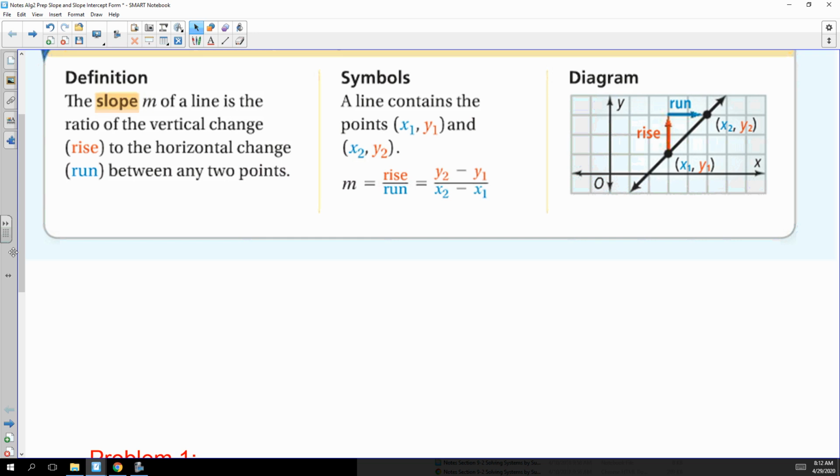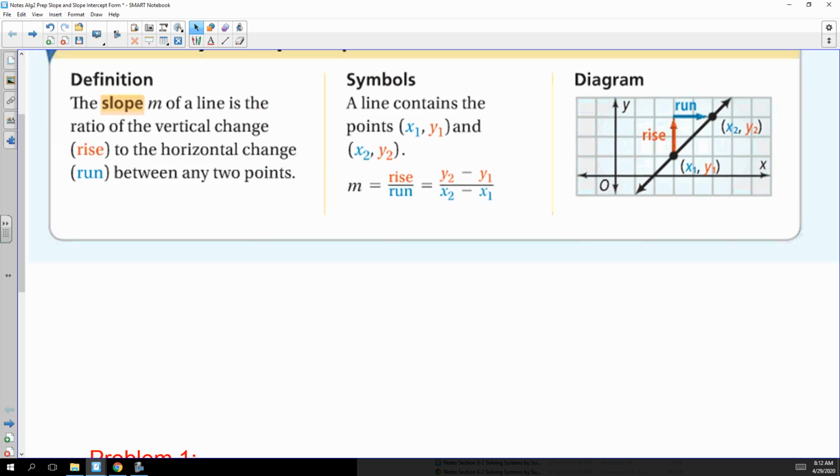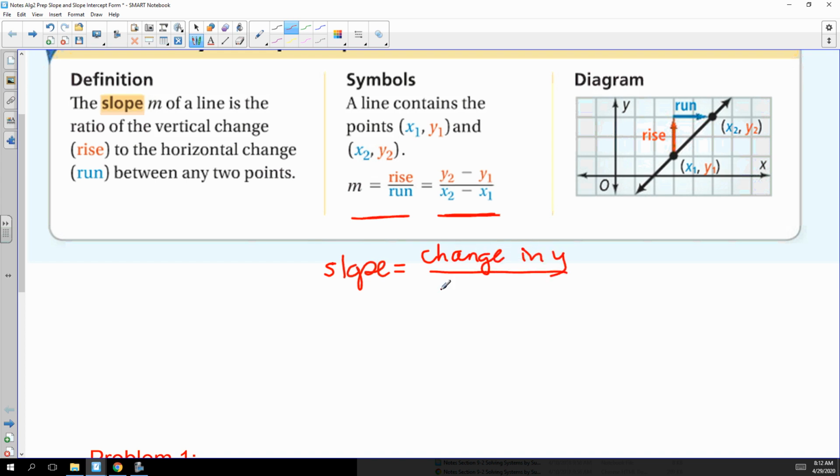any 2 points, and your formula for slope is rise over run, change in y over change in x, right? y sub 2 minus y sub 1 over x sub 2 minus x sub 1. Very frequently, you will also just see it expressed as slope is equal to the change in y over the change in x. Or sometimes you'll see that expressed, especially when you get a little bit older into calculus, as delta y over delta x, change in y over change in x.